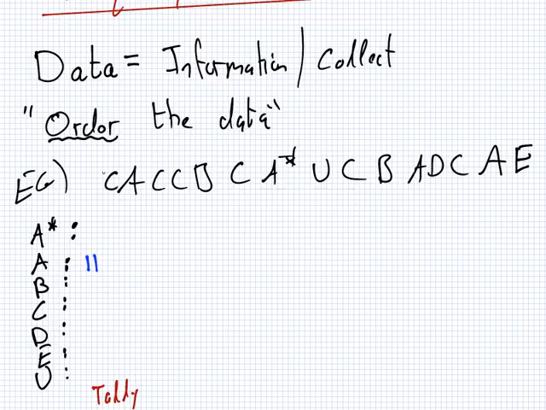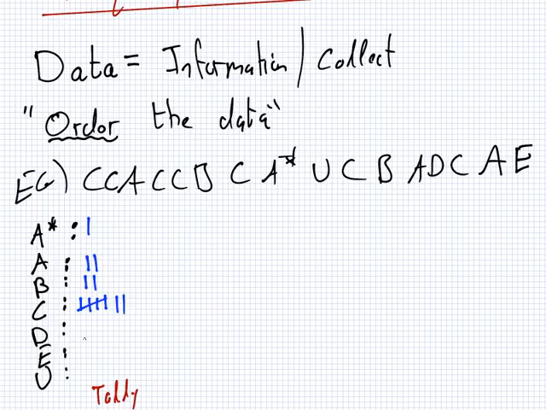Let me add in a couple more C's. Okay, let's see, A star, I got 1. B, I got 1, 2. C, I got 1, 2, 3, 4, 5, 6. Yeah. This is called a tally. Is there 1, 2, 3, 4, 5, 6, 7?